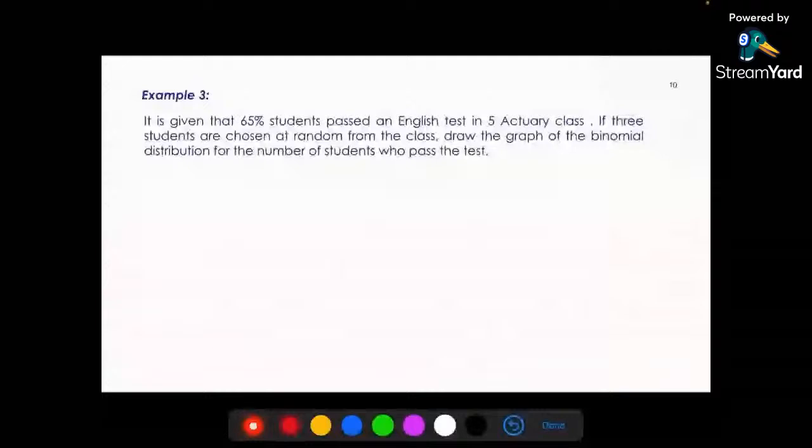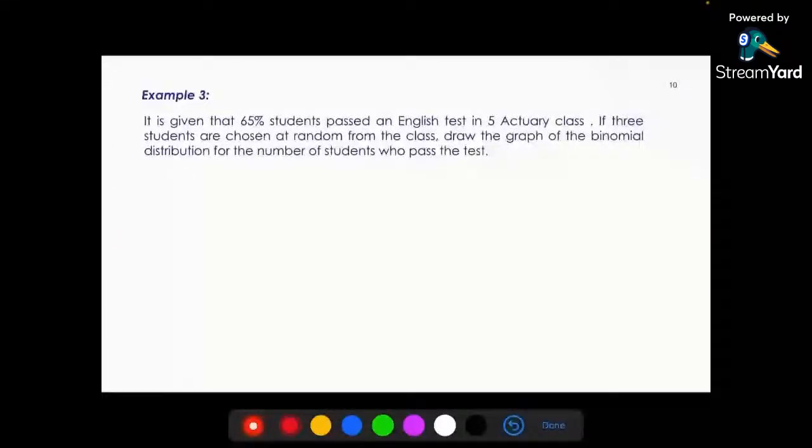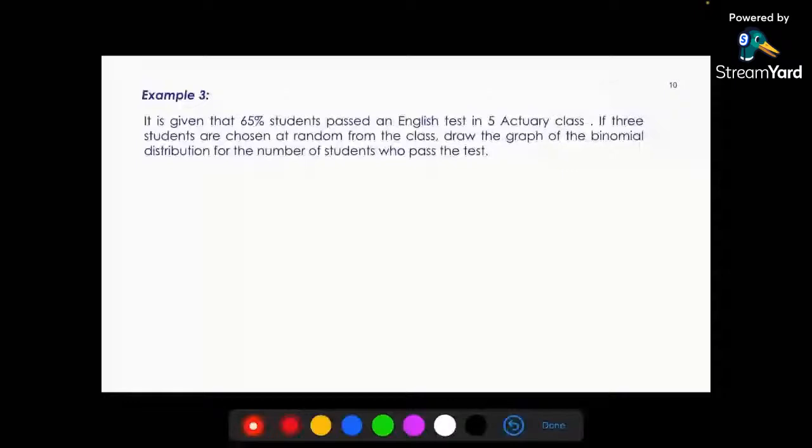Number 3. It is given that 65% students pass an English test in 5 actuary class. If 3 students are chosen at random from the class, draw the graph of binomial distribution for the number of students who pass the test. So from here, we have to draw the graph of binomial distribution. So kita tengok macam mana bentuk graph binomial distribution.